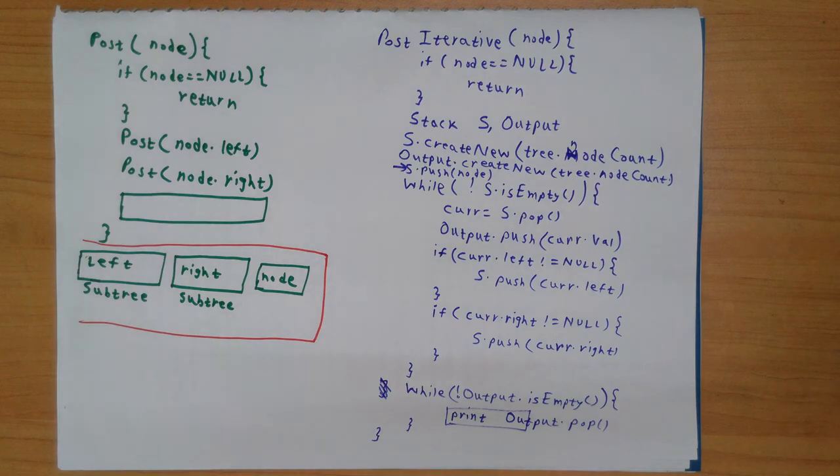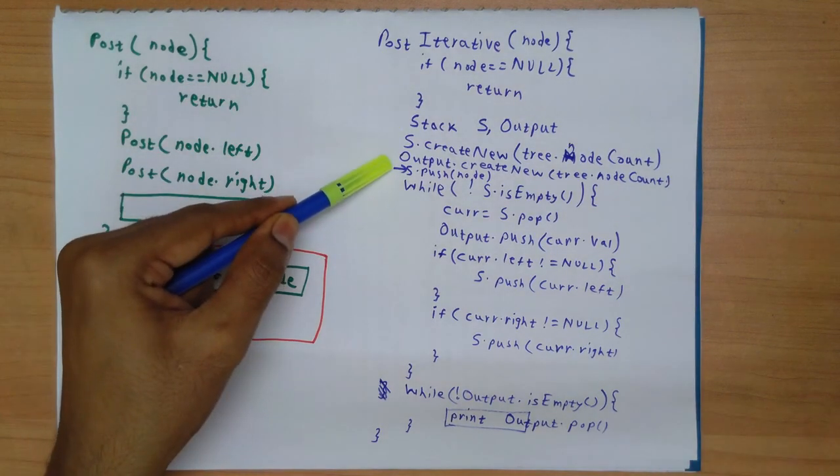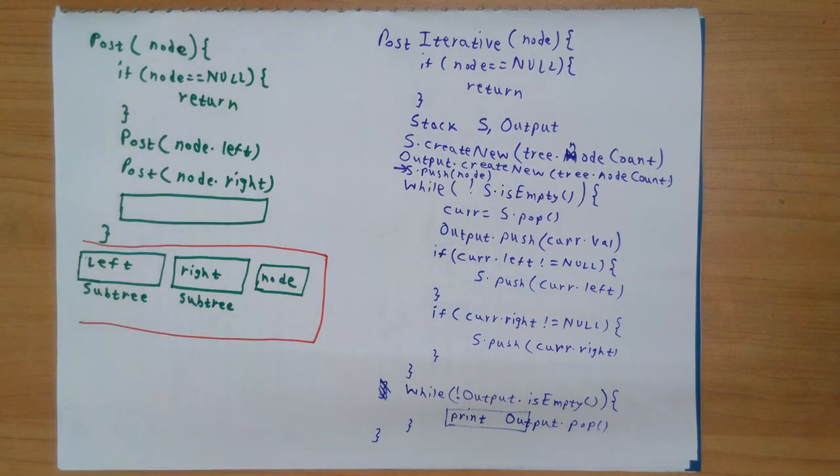Again, if you think about the time complexity, all these operations are constant time, and we can see that we are pushing a particular node to the stack S only once. So the total number of push operations is of the order of the number of nodes in my tree. If my tree has n nodes, then I will have theta(n) push operations on my stack, and then an equal number of pop operations on my stack S.